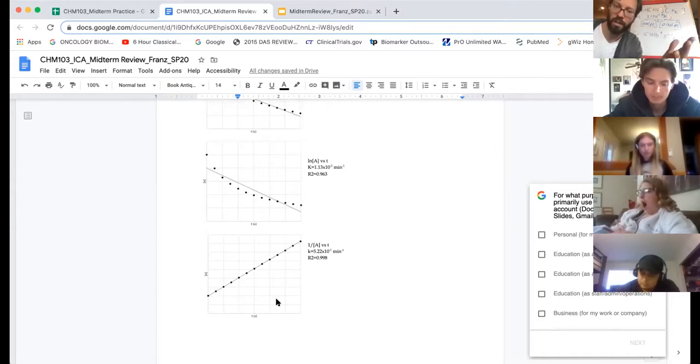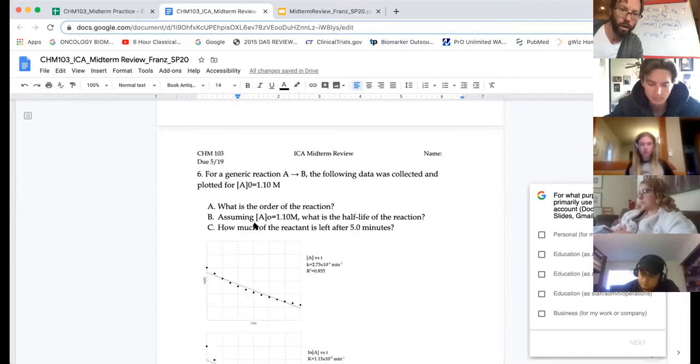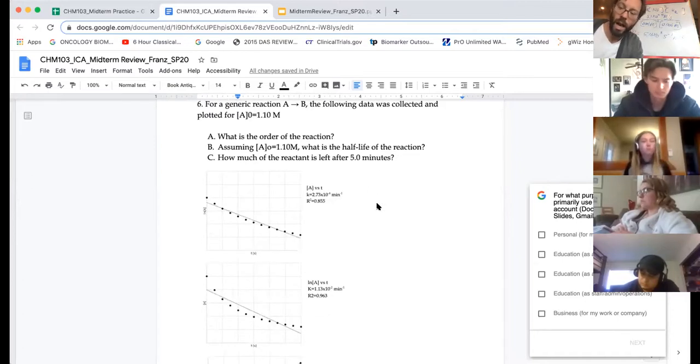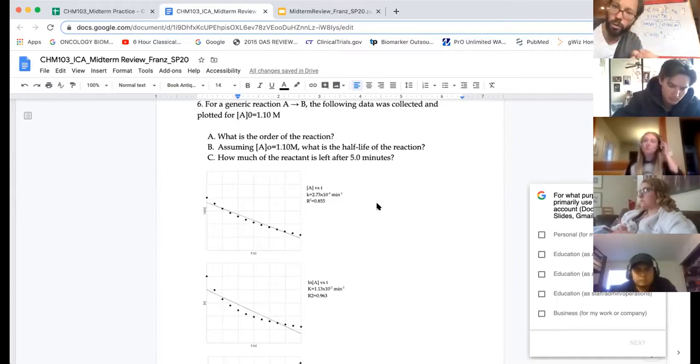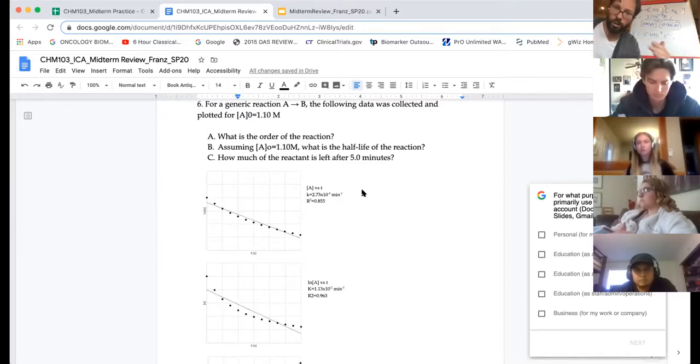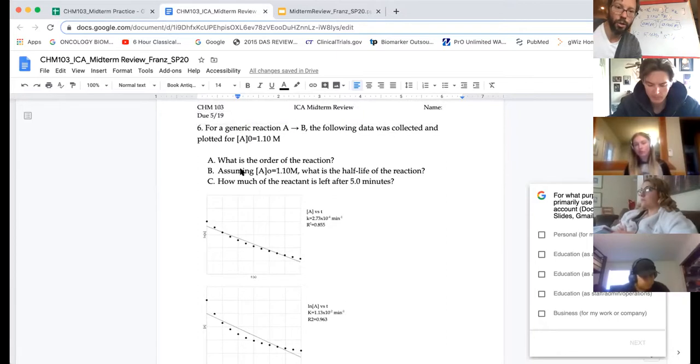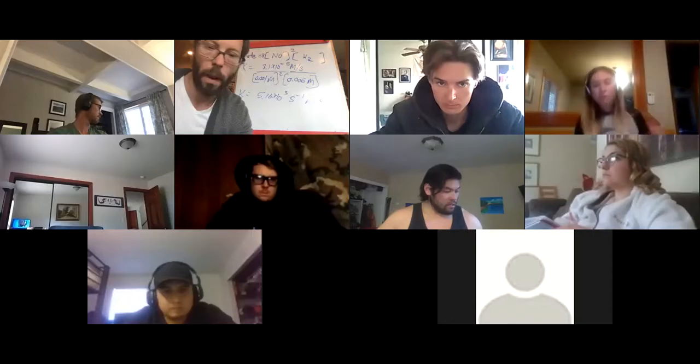So that's A for this problem. What is the order? Second order. And that's also going to tell us what integrated rate law we use for the rest of the problems, because second order is going to have a different integrated rate law than zero and first order. So the second problem is assuming that the initial concentration is 1.1 molar. What is the half-life of the reaction?